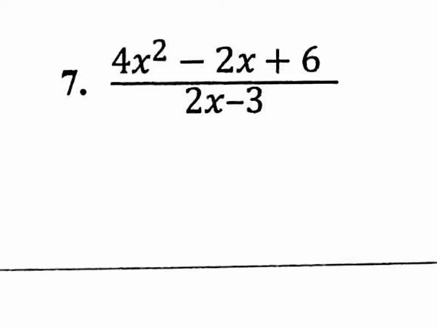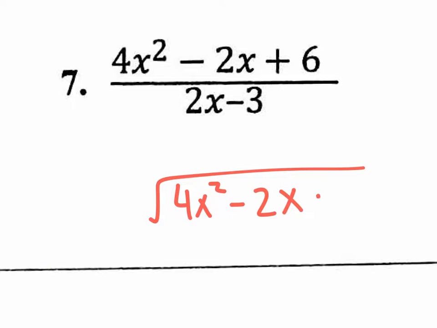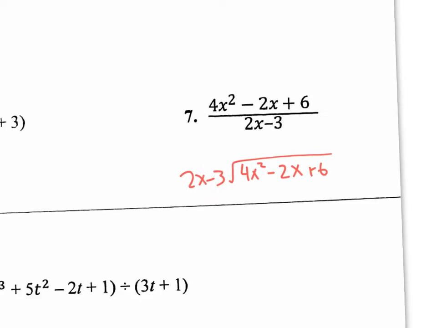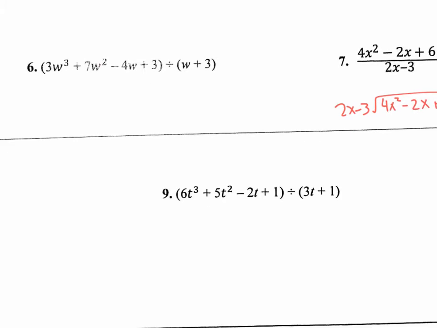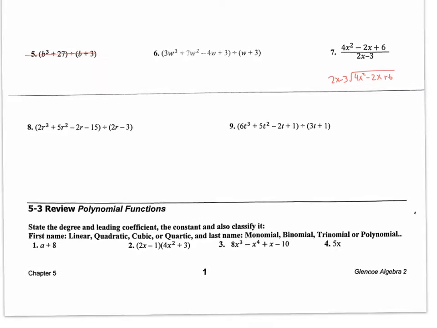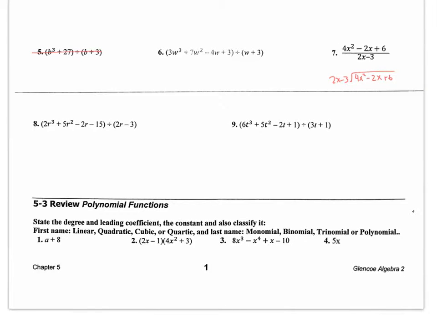Right there you have to set it up with long division with the 4x squared minus 2x plus 6 inside and the 2x minus 3 on the outside. Okay? So that's already explained on the other video. Sorry about that. I don't want to take up your time. Look for it on the other video if you need help. Let's jump to analyzing graphs.